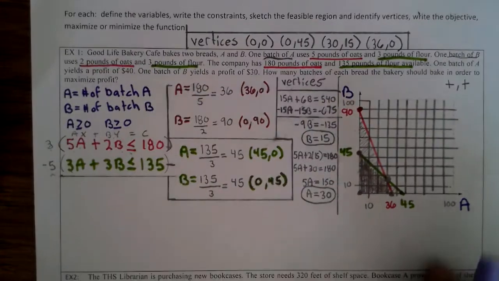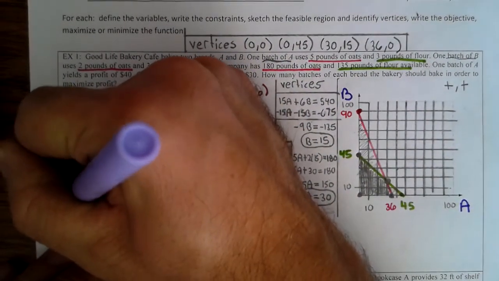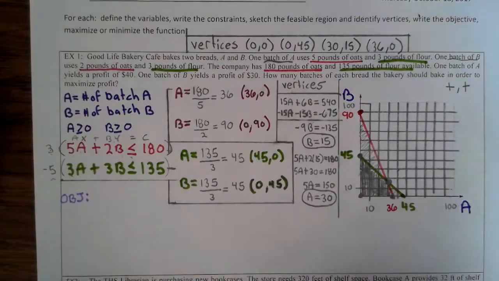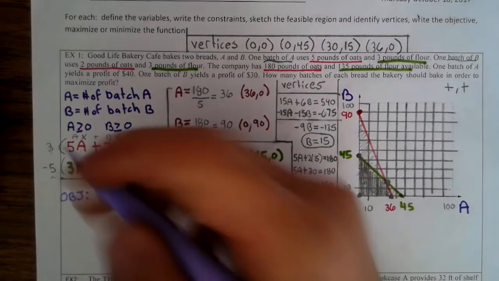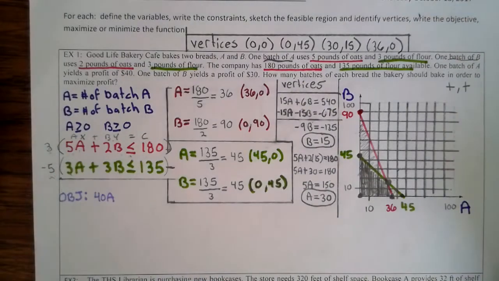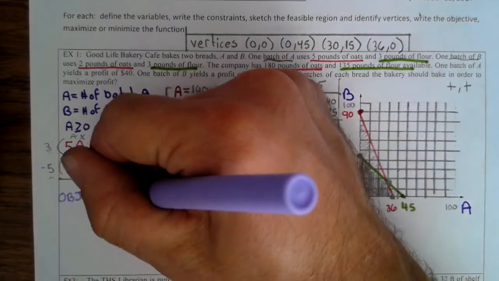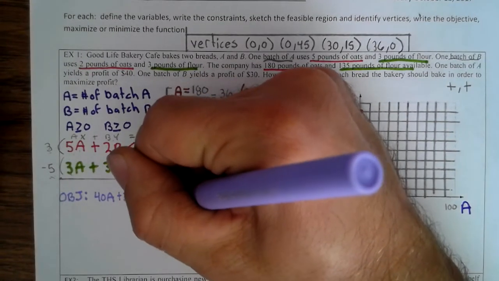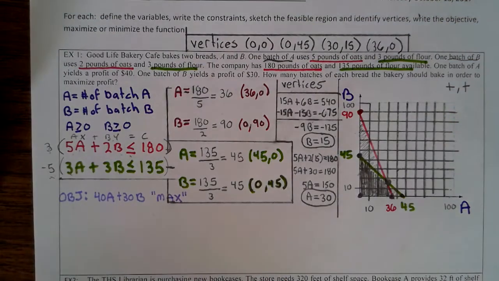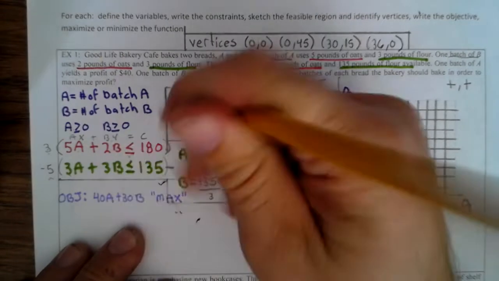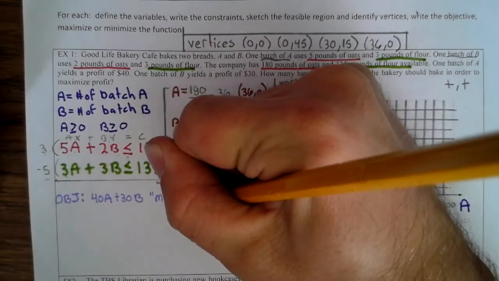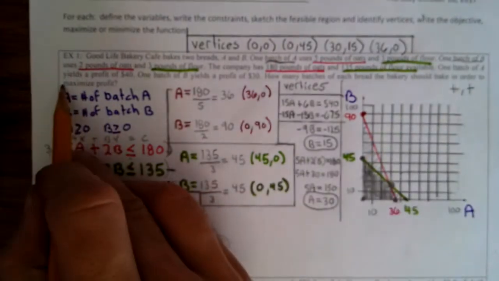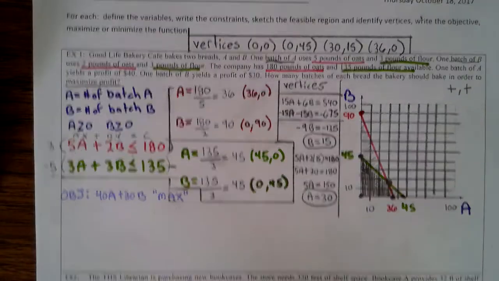Now we need to write the objective, okay? So the objective is, now that has to do with the money, okay? The 40 and the 30. So 40A, because it's $40 for the flour, and then plus 30B, and we're looking for the max. See, a lot of information, a little bit of space, okay? So because it says maximize profit.